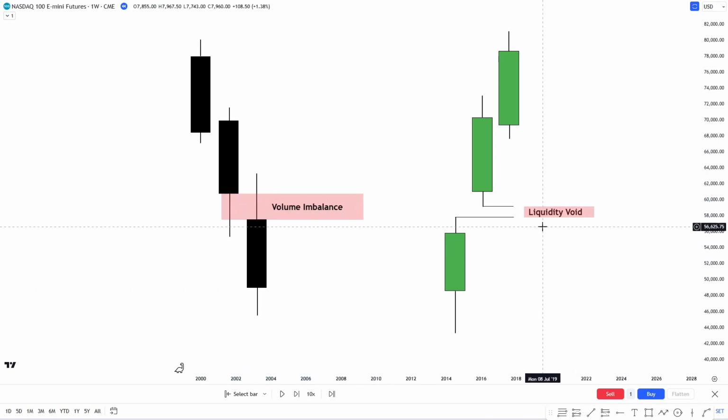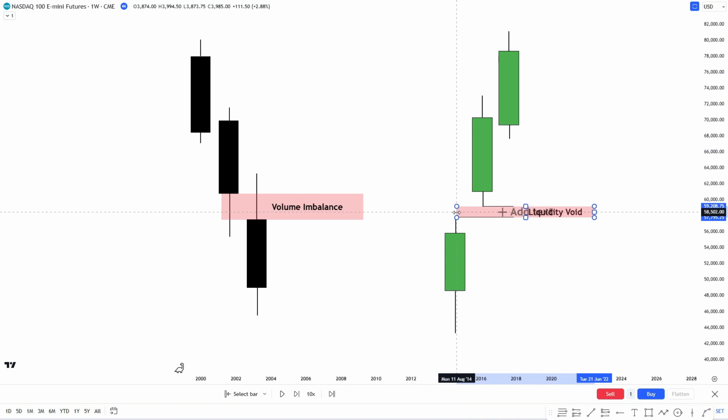Now, a liquidity void is similar. We have a gap here. However, there is no trading between the high of this candlestick right here and the low of this candlestick right here. So this is what we refer to as a liquidity void. We had an absence of trading between these two candles right here.